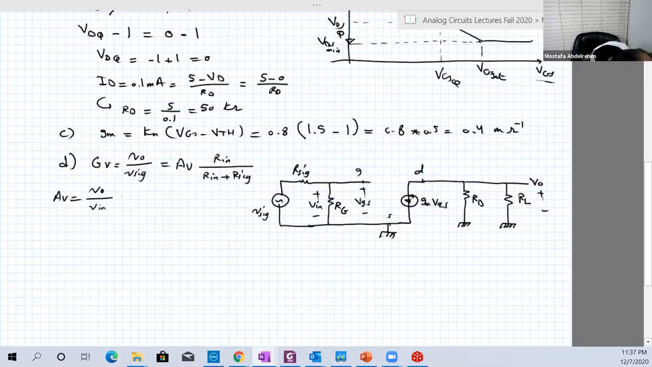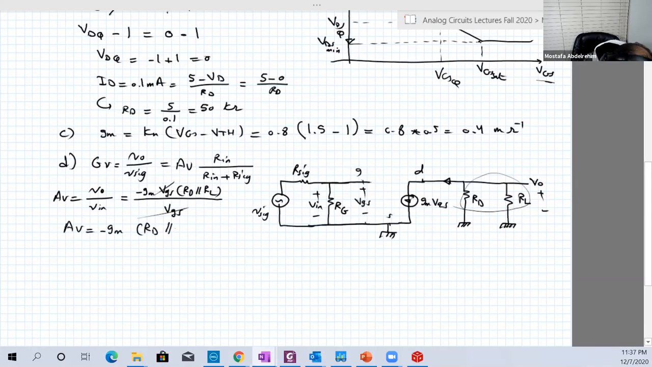So V output basically is the current, this current multiplied by the equivalent resistance of RD and RL. So minus GM VGS RD parallel RL. And V input is basically VGS, same terminal as VGS. Remember, here is VGS. So this will go with this. So AV is minus GM RD parallel RL. That's very nice.